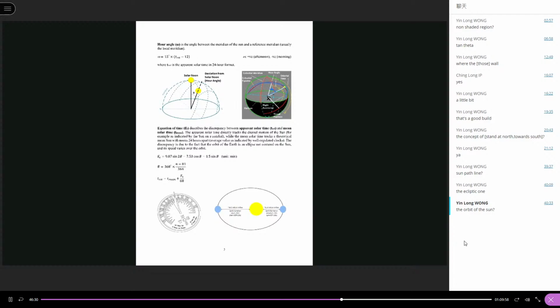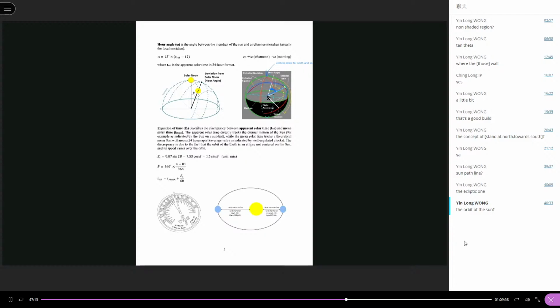So this is the vertical plane for north and south. This hour angle is the angle between this sunlight and the vertical plane of north and south. So this is the hour angle.